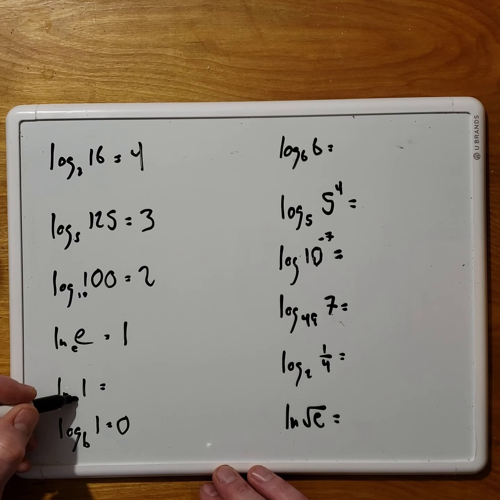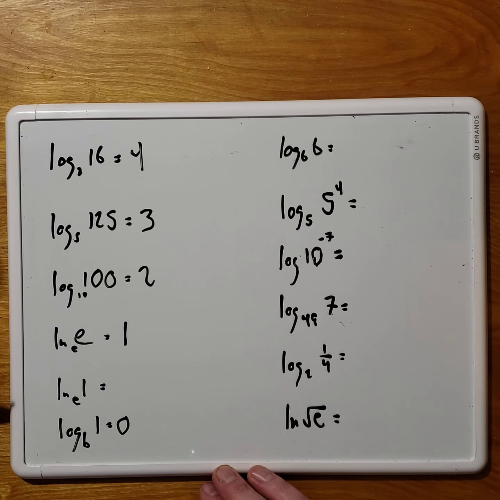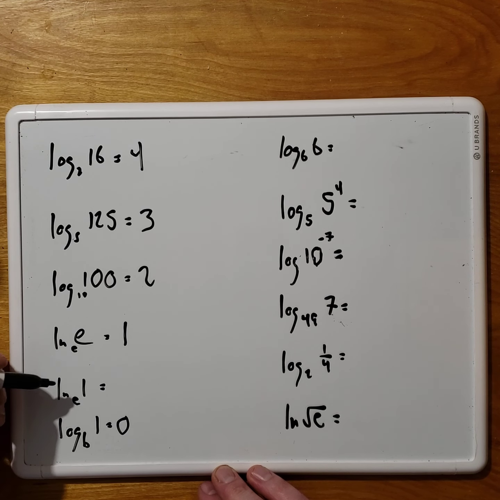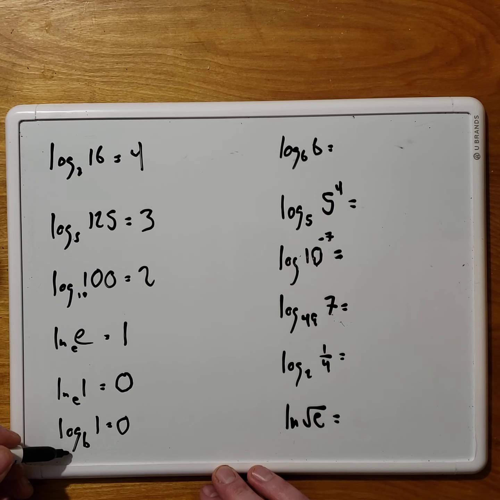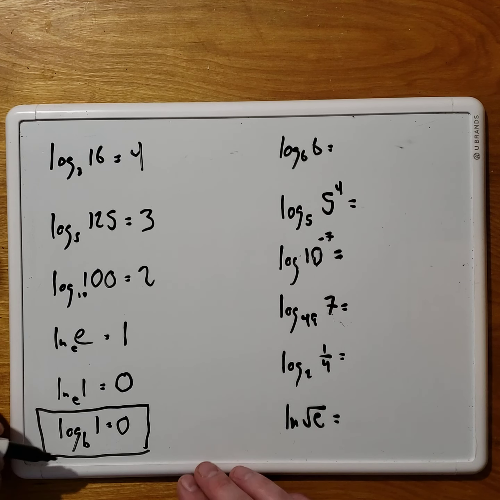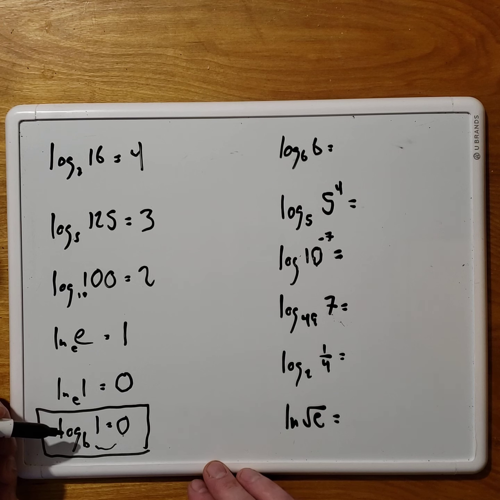Natural log of 1 means e to what power would be equal to 1. And if you don't remember, anything to the 0 power will be 1. So 0. And that's true for any base. That's why I had written down here the log with any base, log base 10, log base e, log base 7 of 1 will always be 0 because anything to that 0 power will always equal 1.